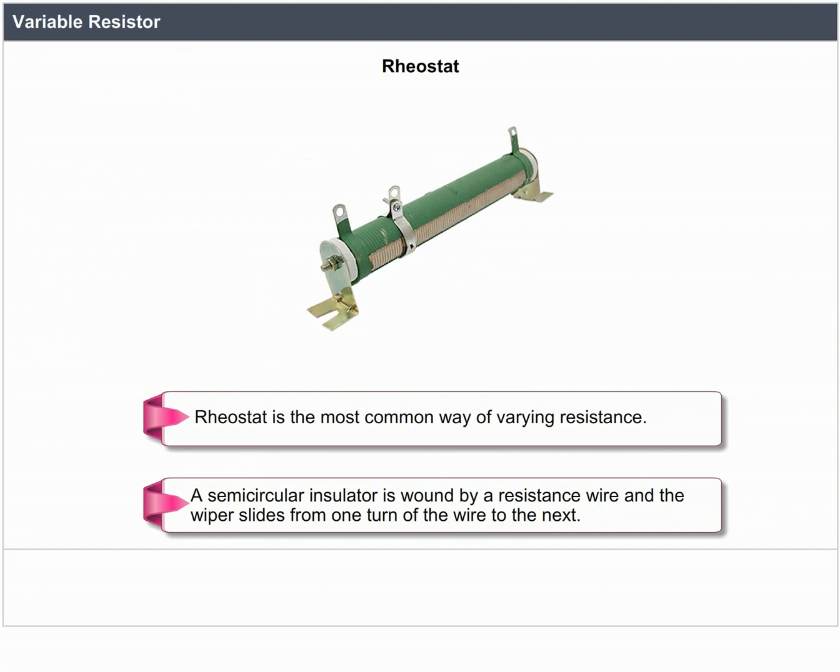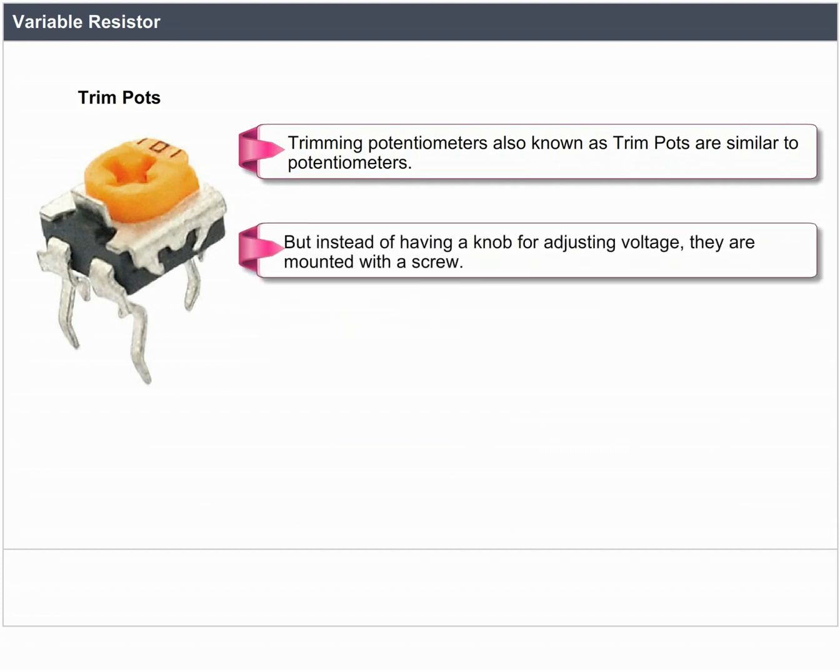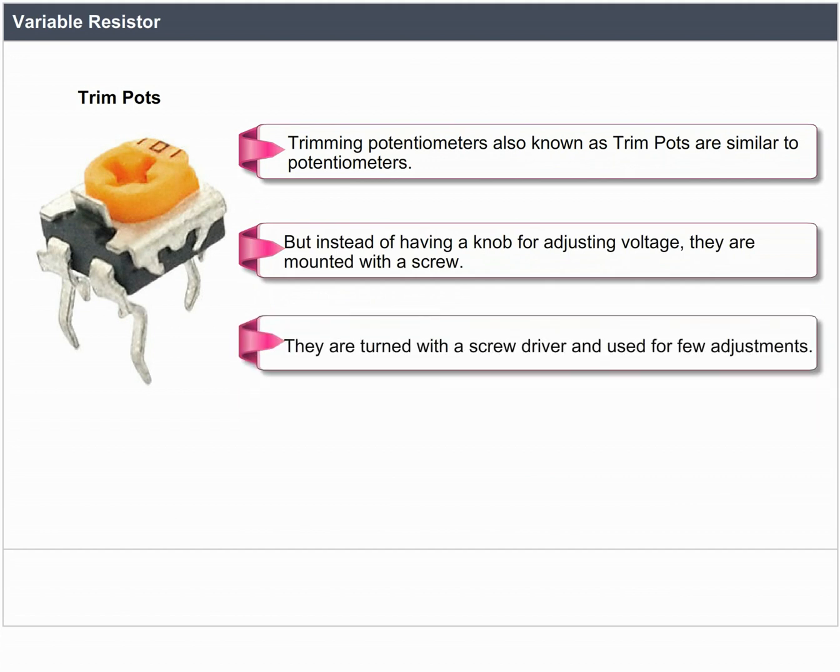Trimming potentiometers, also known as trim pots, are similar to potentiometers, but instead of having a knob for adjusting voltage, they are mounted with a screw. They are turned with a screwdriver and used for few adjustments.